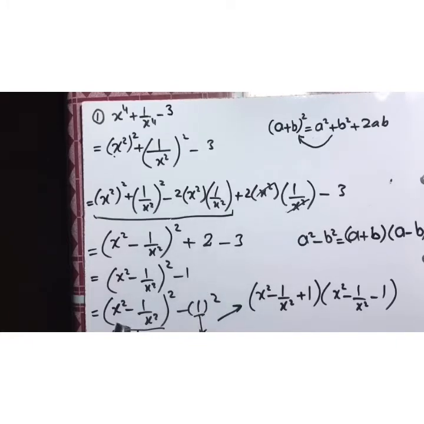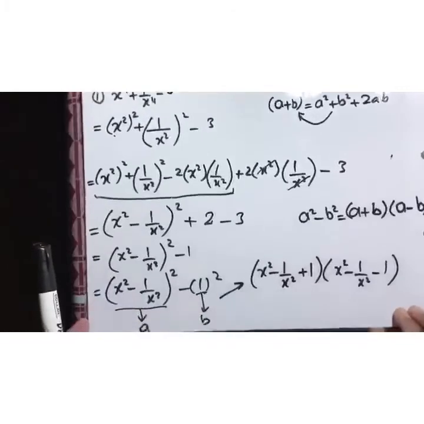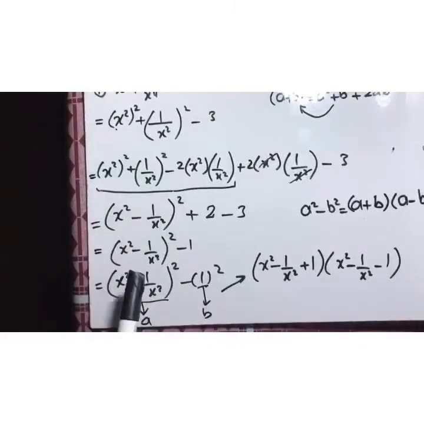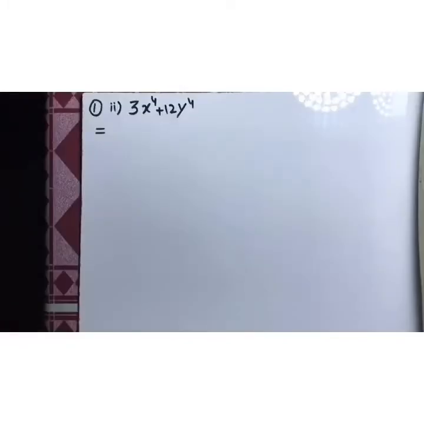Now this is the situation of a formula like this: a square minus b square is equal to a plus b into a minus b. Here a is x square minus 1 over x square and b is 1. Applying this formula to this question, we get x square minus 1 over x square plus 1, into x square minus 1 over x square minus 1. Thank you. Now we are solving part number 2.